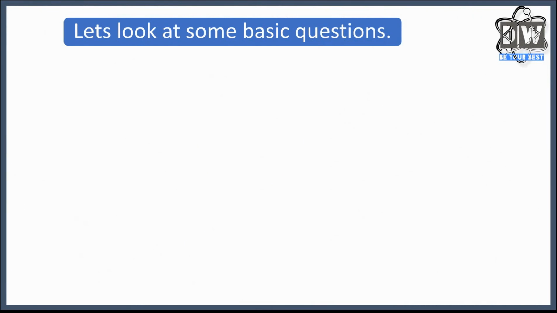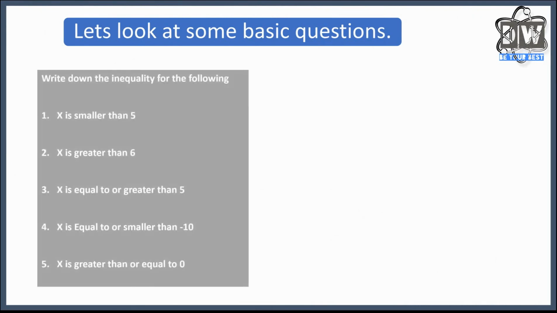Let's look at some basic questions now. Write down the inequalities for the following. X is smaller than 5. I'm going to do the first one for you. So we've got X is smaller than 5, and what goes in the middle is that one there. Now you just need to write down the rest of them and then come back and see if you've got them correct.